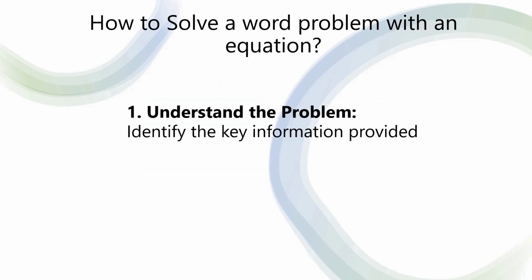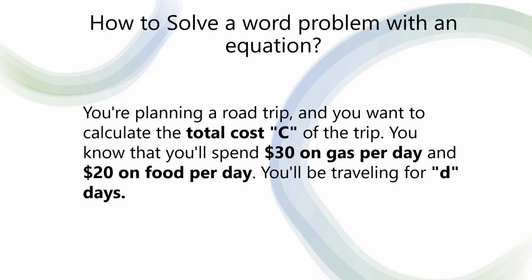Step 1. Understand the problem. Begin by carefully reading the word problem. Identify the key information provided, in this case, the total cost of the trip, the daily gas cost, the daily food cost, and the number of days.